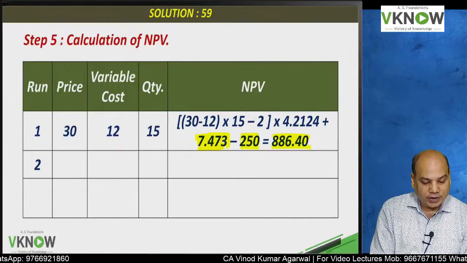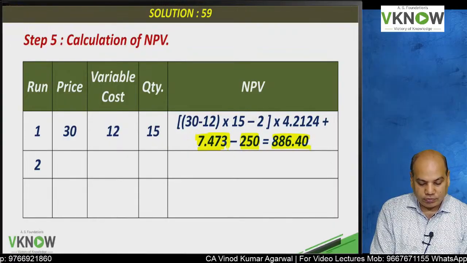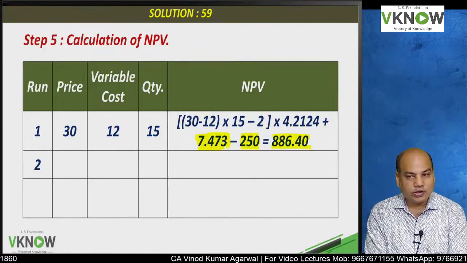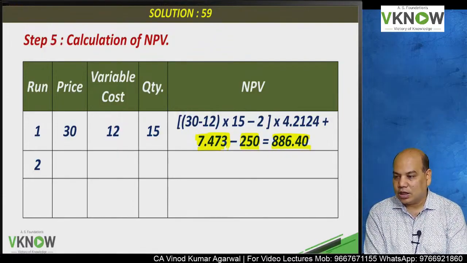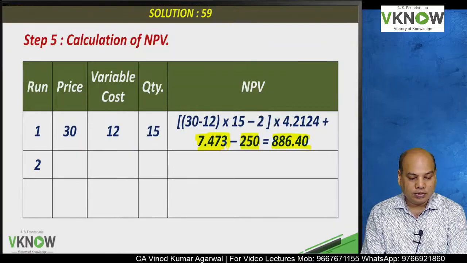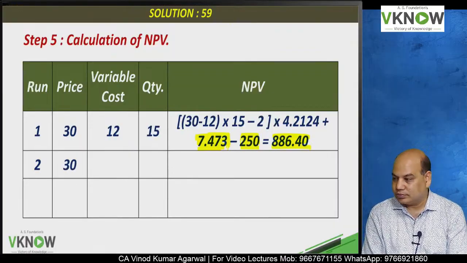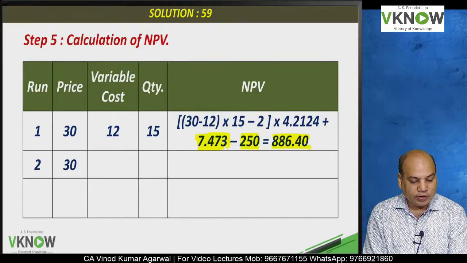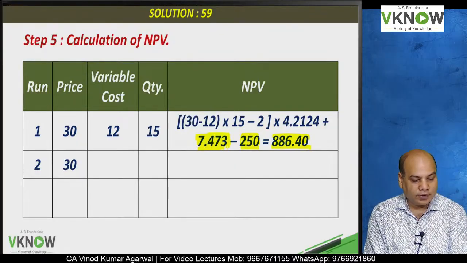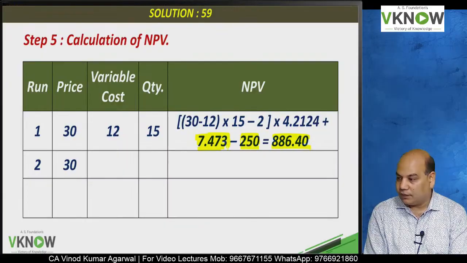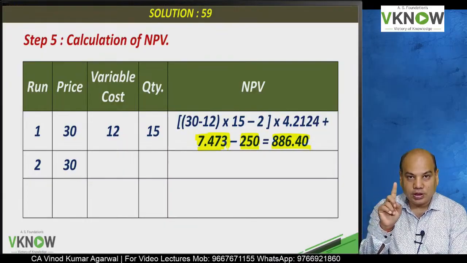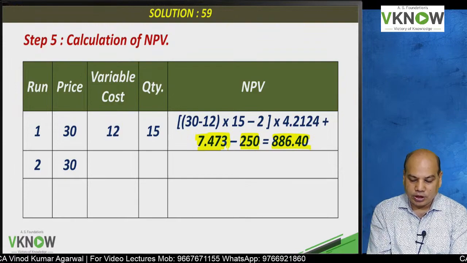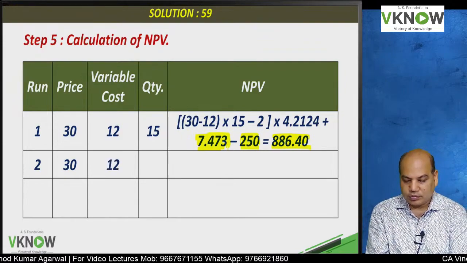Random number is 95 for selling price. 95 will fall in class interval 60 to 99, and for 60 to 99 the price is 30. Correct? Random number for variable cost in second run is 35. 35 will fall in class interval 10 to 39, and the variable cost for 10 to 39 class interval is 12.